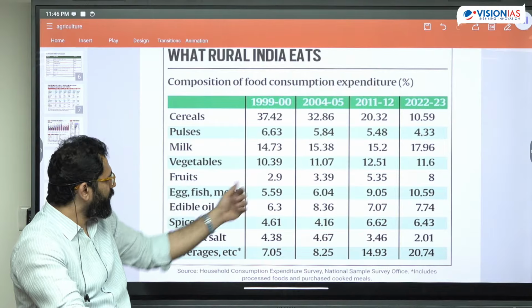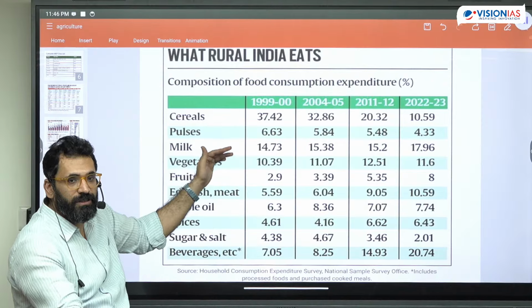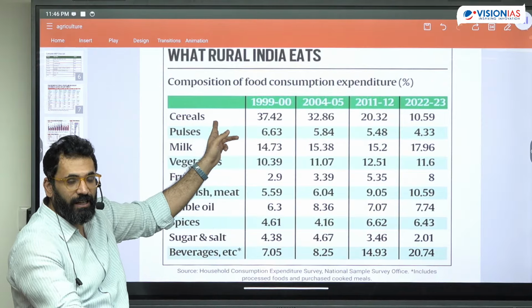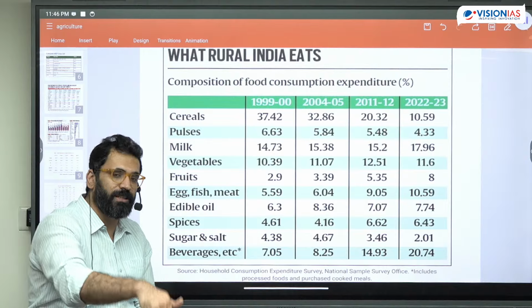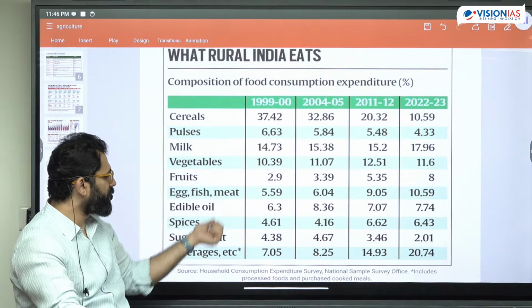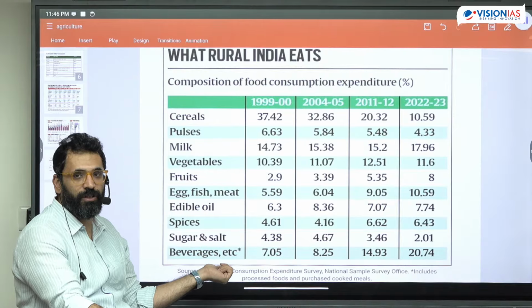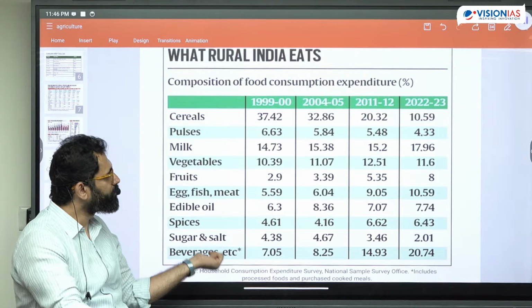Milk is increasing. This is increasing. Egg, fish and meat. Poultry sources are now more than what the cereal sources are. 3-4 observations that have come. Cereals is going down. Milk plus egg, fish, meat is increasing. Vegetable is increasing. And this processed food is significantly increasing. Both in rural India and urban India.